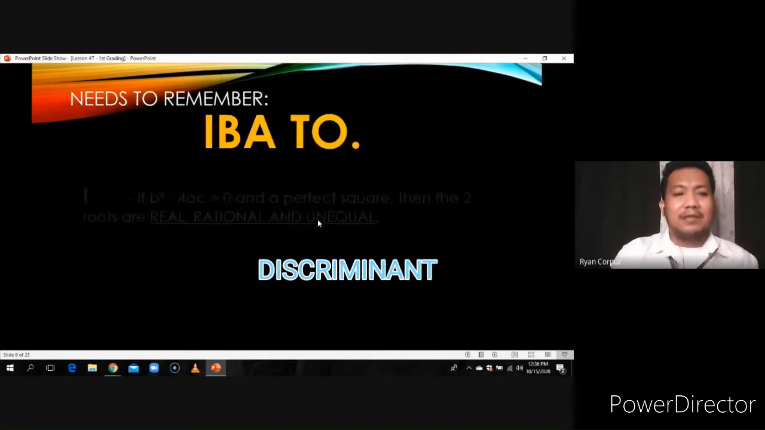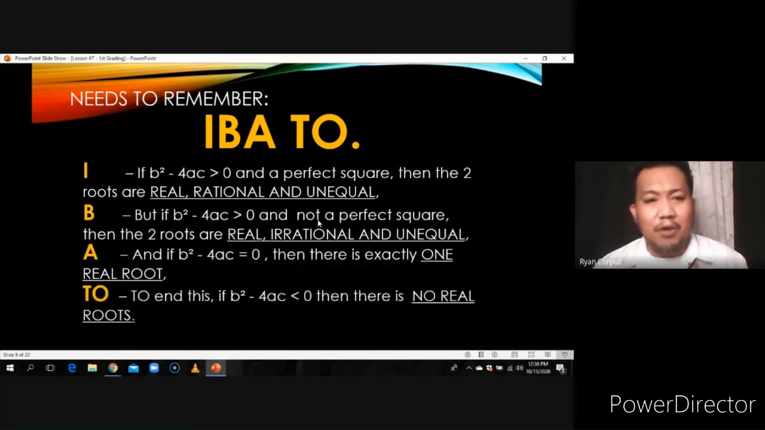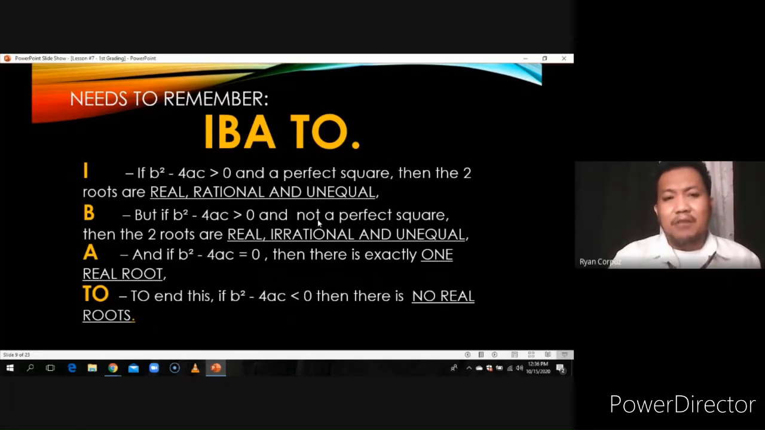Again, let's go back to the needs to remember in order for us to identify the nature of the roots. Since 13 is positive, again there are two options here. But for 13, let's analyze: is 13 a perfect square or non-perfect square? So 13 is a non-perfect square. So that's why we are going to make use of this.